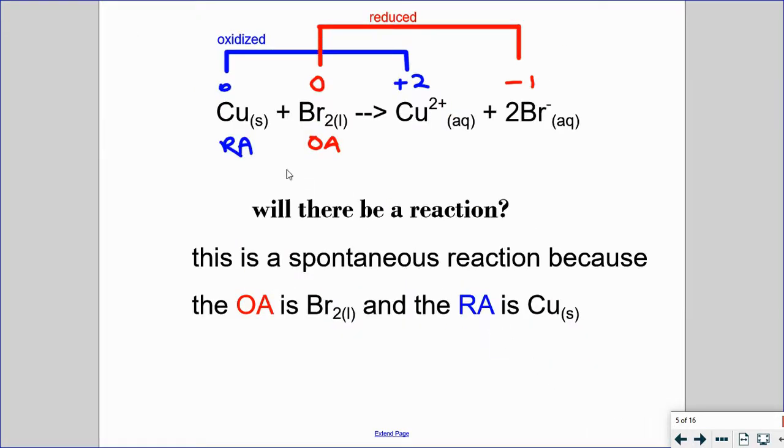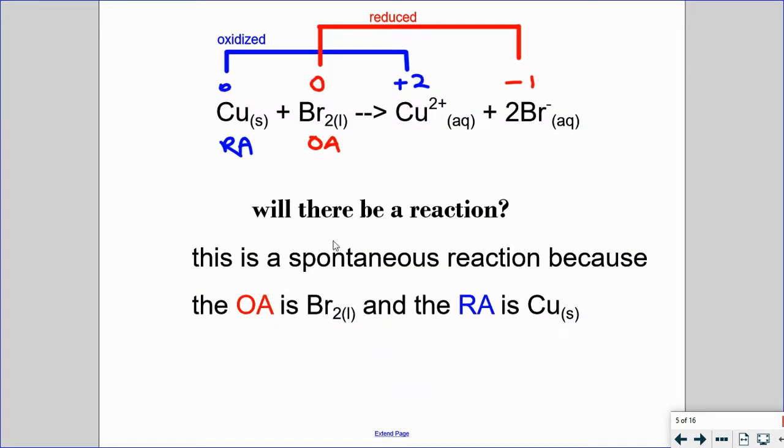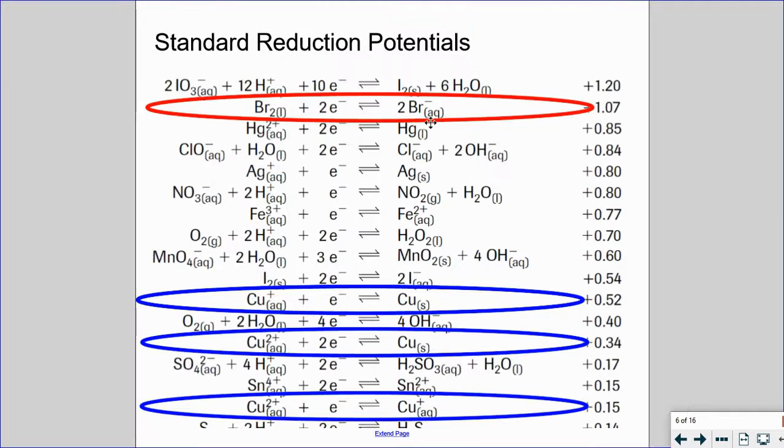Here's another example. We have copper reacting with bromine. After finding the oxidation numbers, we see that copper is oxidized, therefore it's the reducing agent. Bromine is reduced, so it's the oxidizing agent. When we look in the standard reduction potentials table this time, we see that there are three half reactions that involve copper. We must choose the correct half reaction. We're looking for copper solid turning into copper ion, a 2+ ion. Here it is in the middle.